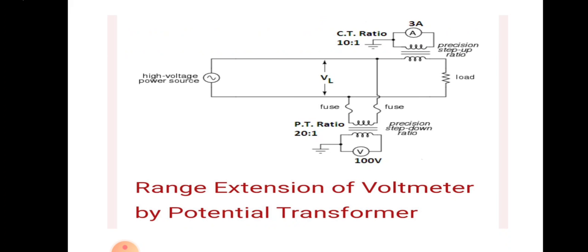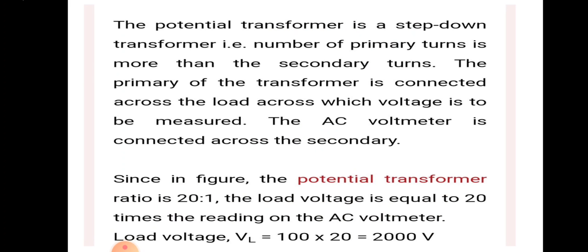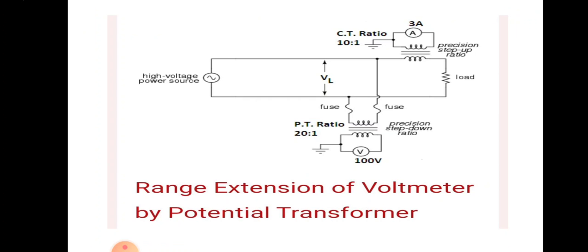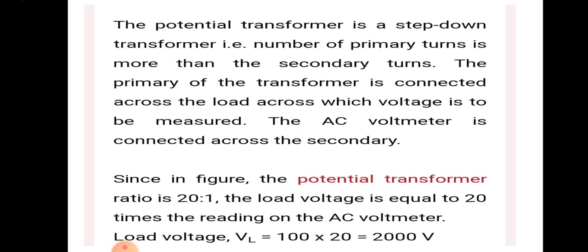Okay, now from this figure you can see we have used a potential transformer whose ratio is 20 is to 1. It is a precision step-down ratio. The range of this voltmeter is 100 volt, but we need to extend the range of this voltmeter, so we have connected a potential transformer. The potential transformer is a step-down transformer, that is, the number of primary turns is more than the secondary turns. Now what is the difference between the previous method and this method? In the extension of range of ammeter by using current transformer, the transformer we used was a step-up transformer, and the transformer used in the potential transformer is a step-down transformer.